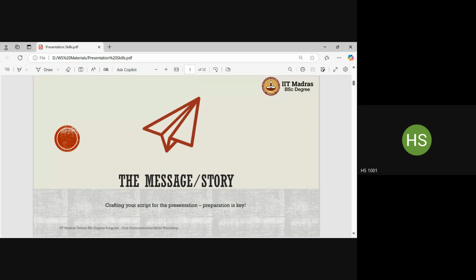Now, how do you get to your message or to your story? In order to get to your message or your story, you need to have a script. A rough script, perhaps. You don't have to adhere to the script.